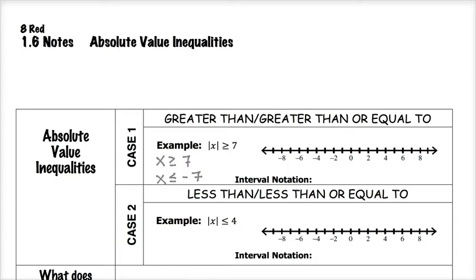So the graph for that inequality would look like this. We would have a solid dot on -7, and everything to the left would be shaded. And then we would have a solid dot on +7, and everything to the right would be shaded. The interval notation for that would be -infinity to -7 with a closed bracket, unioned with +7 to +infinity, again with a closed bracket on the 7.